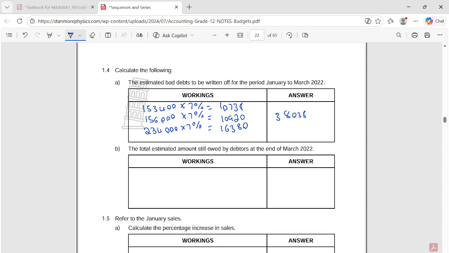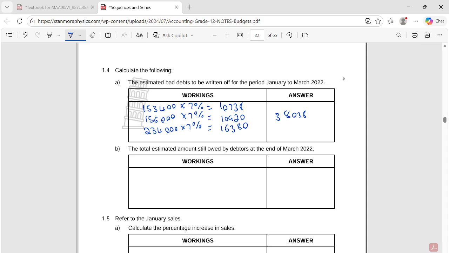Let me confirm first. So 738 plus 163. Yes, you're gonna get that amount, right? So what are we gonna do, guys? One might ask, how did you get the 153,400? How did you get 156,000? How did you get 234?